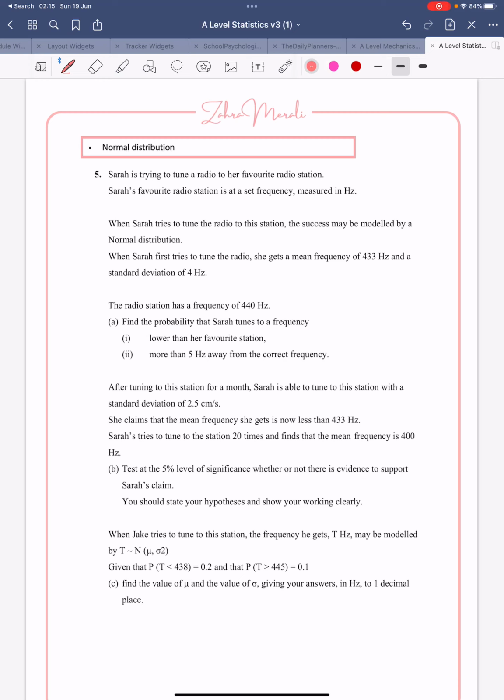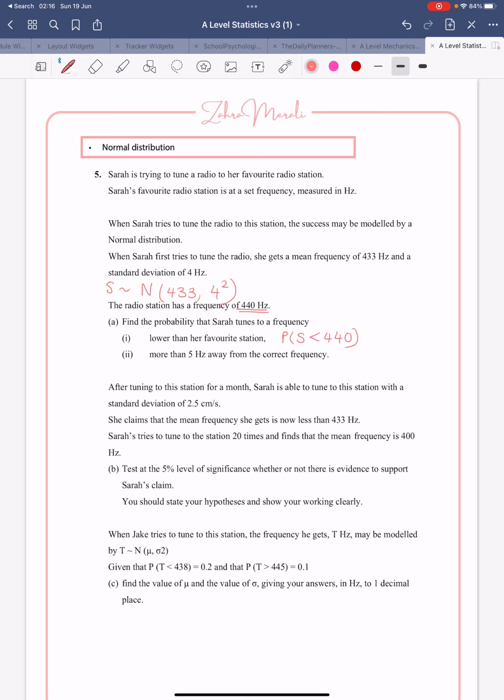Okay, we've got a normal distribution question here. We're told that Sarah tuning her radio station is normally distributed with a mean of 433 and a standard deviation of 4, which we square. So she wants a radio station with 440. We want to know the probability that RS is less than her 440.